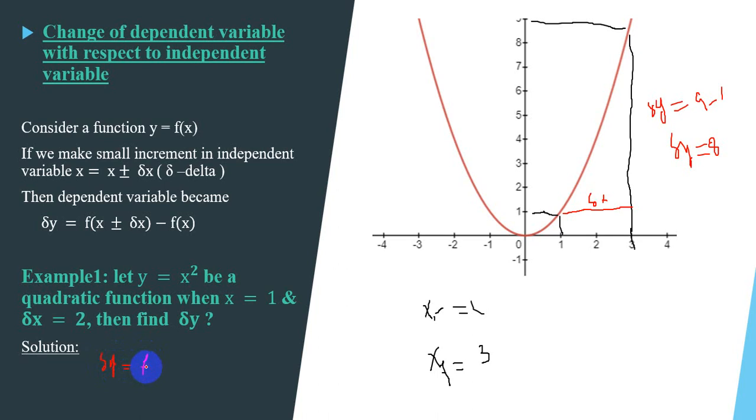Delta y will be equal to the function at the extreme position, f of x plus delta x, f of 3, because 1 plus 2 is equal to 3, minus f of 1. So the value of the function at x is equal to 3 is 9, and the value of the function at x is equal to 1 is 1, so the change in the dependent variable when we change the independent variable by delta x is equal to 2 is 8.